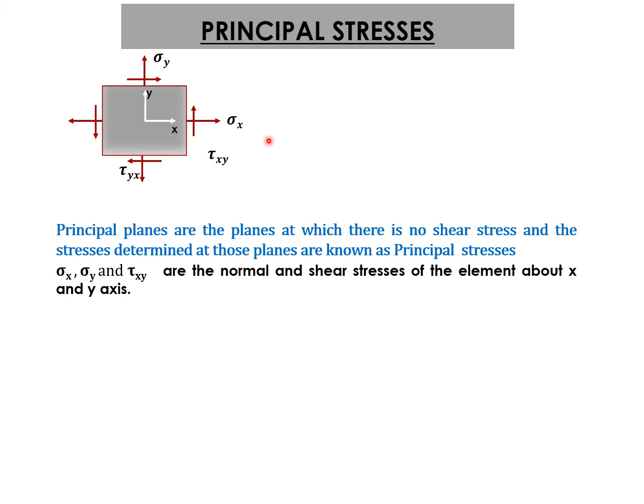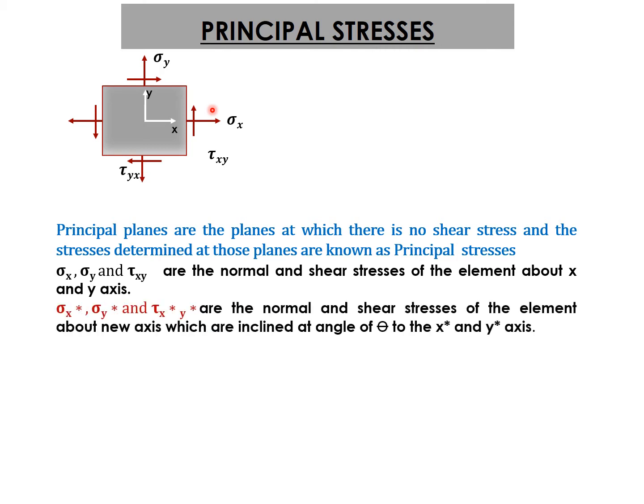So these are the stresses which we can determine. These normal stresses, sigma x or sigma y, and tau xy, can exist because of axial load, bending load, and torsional loads. So these are the stresses which we should have in order to find out principal stresses. So as shown, sigma x star, y star, that star superscript has been used just to differentiate.